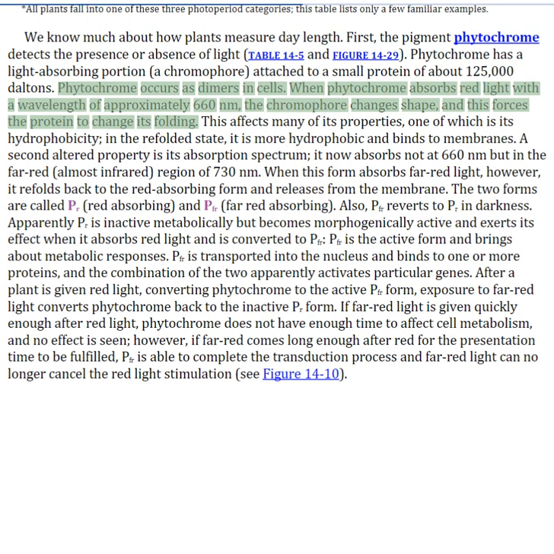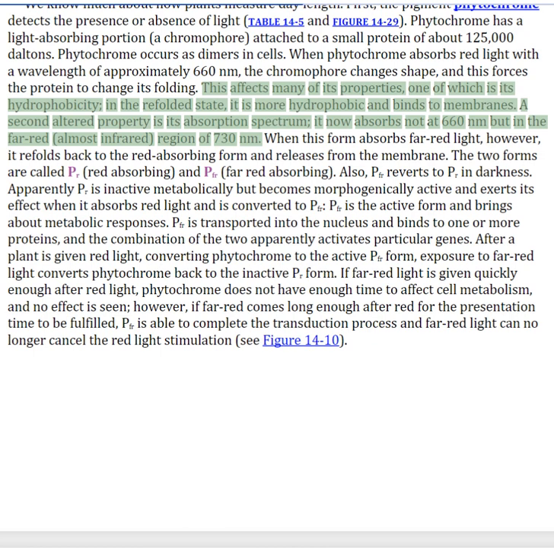When phytochrome absorbs red light with a wavelength of approximately 660 nanometers, the chromophore changes shape, and this forces the protein to change its folding. This affects many of its properties, one of which is its hydrophobicity. In the refolded state, it is more hydrophobic and binds to membranes. A second altered property is its absorption spectrum. It now absorbs not at 660 nanometers, but in the far red region of 730 nanometers.